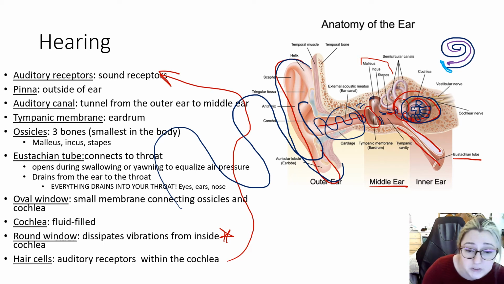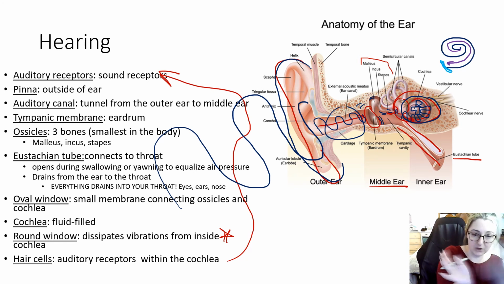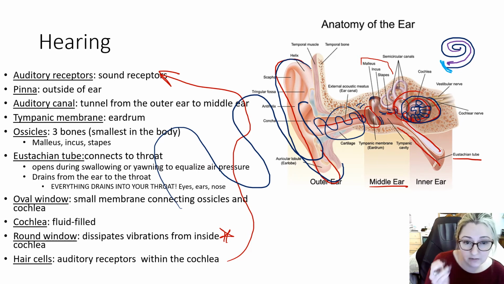This round window is going to act kind of like your foot giving when you receive a soccer ball. You wouldn't stick your foot out stiffly, or the ball would just bounce off, right? So what happens is that round window is going to give a little bit in order to receive that wave. Once it does, it dissipates the sound, or dissipates the wave, if you will.